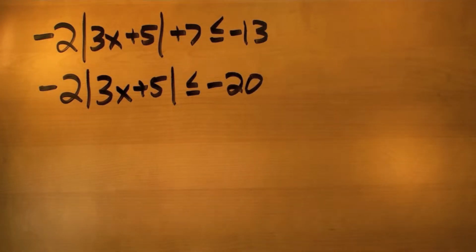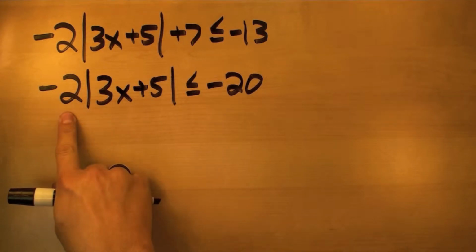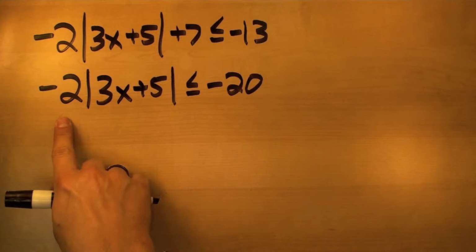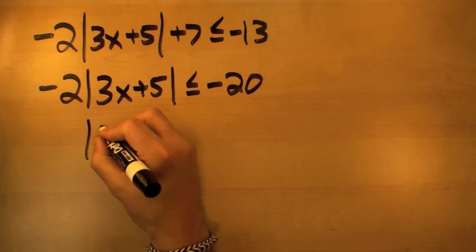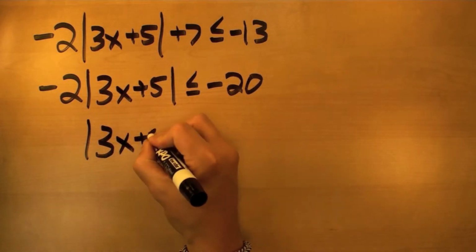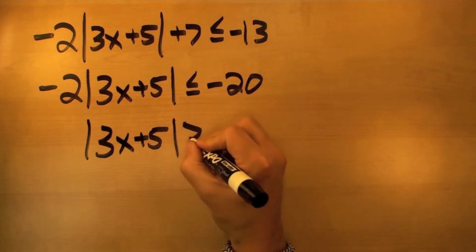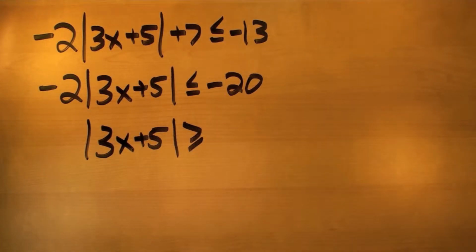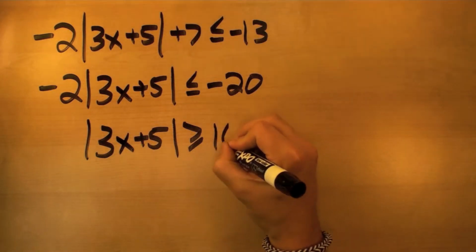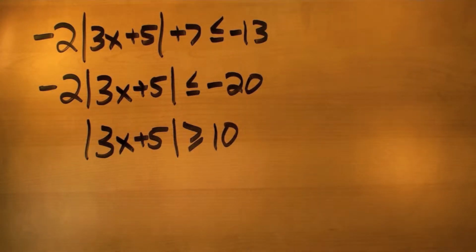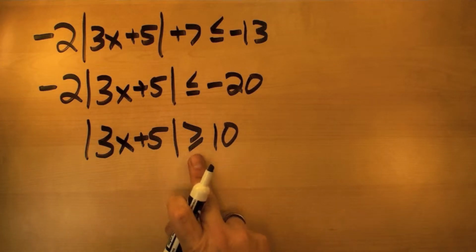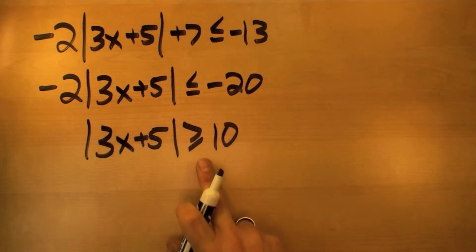And now we're going to divide both sides of this inequality by the value that's next to the absolute value, in this case negative 2. So when we divide both sides by negative 2, we have to remember the direction of the inequality changes. So negative 20 divided by negative 2 would become positive 10, but with the direction of the inequality switched. See how it switched from this step to this one?